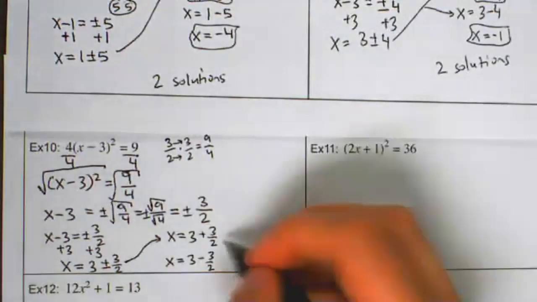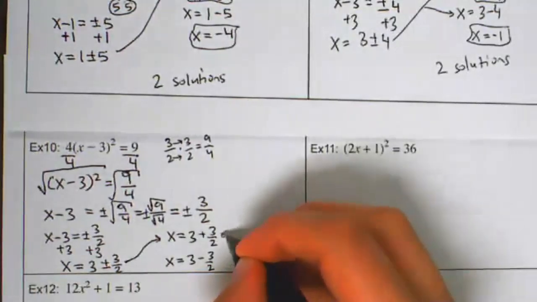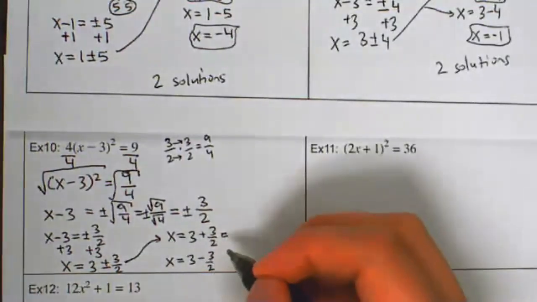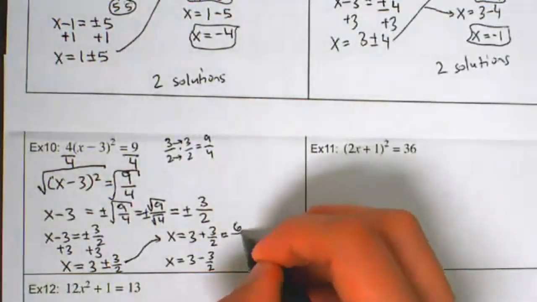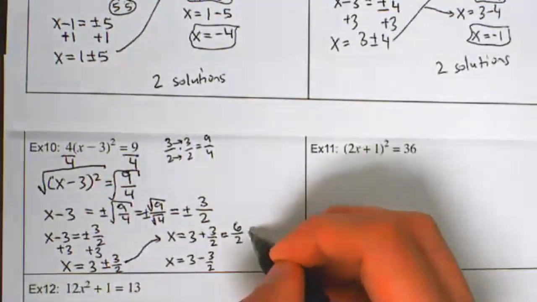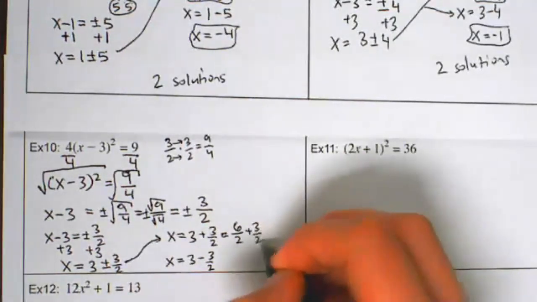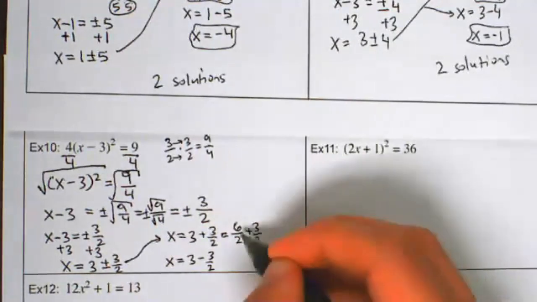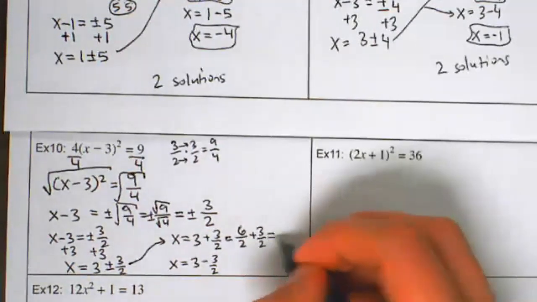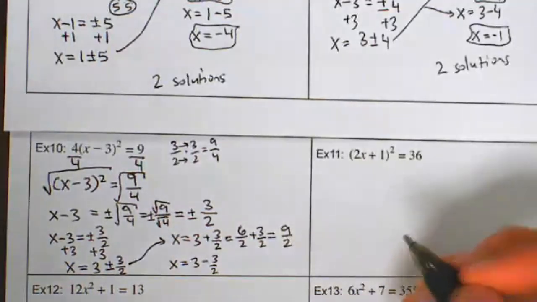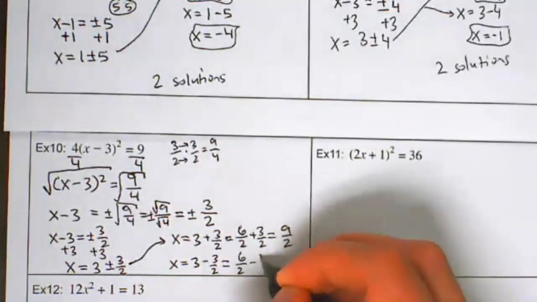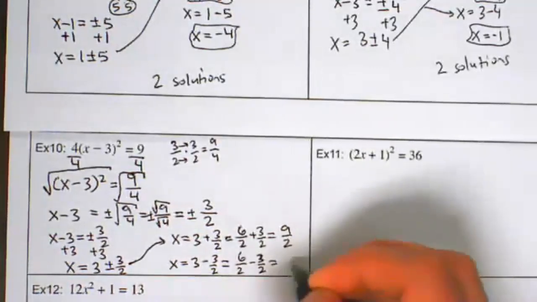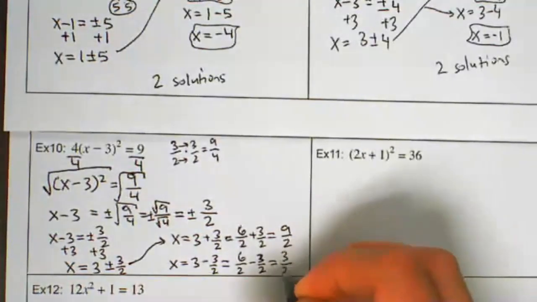Well, in order to add fractions together, we of course need to have the same denominator, the number on the bottom. And I know that 6/2 equals 3, because 6 divided by 2 is 3. And 6 plus 3 is going to give us 9. So we have 9/2. Likewise, down here, we have 6/2 minus 3/2, which gives us 6 minus 3 is 3, divided by 2.